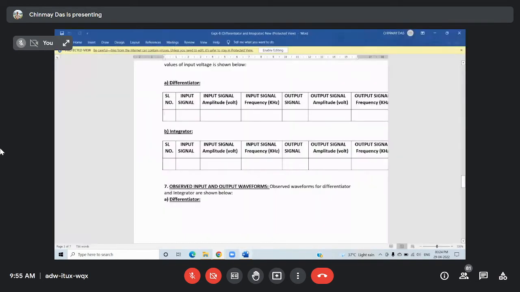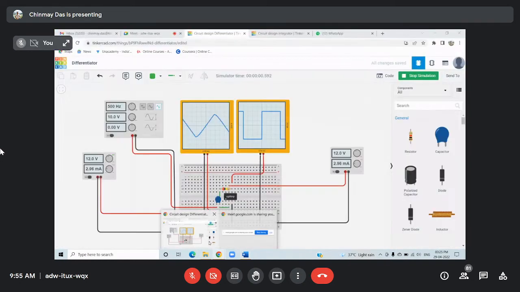For the observation table, what do we need? Input signal, which is triangular, input signal amplitude, input signal frequency, output signal waveform, which is square, output signal amplitude, and output signal frequency. You have to calculate these using the oscilloscope. Amplitude calculation, all of you remember? Number of divisions on the y-axis into volts per division. What frequency should we keep? 500 hertz.